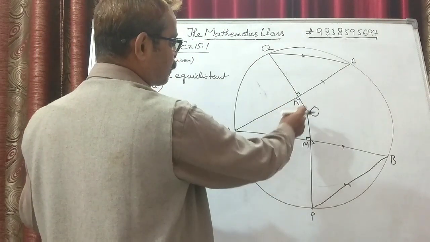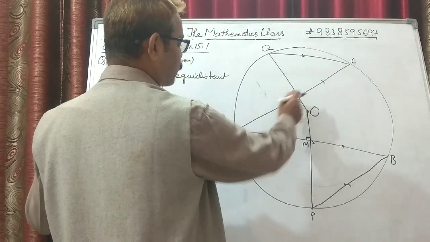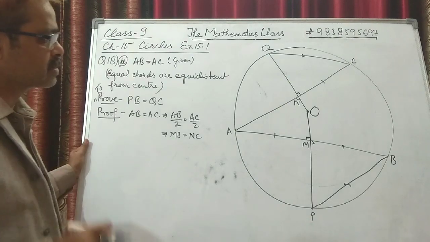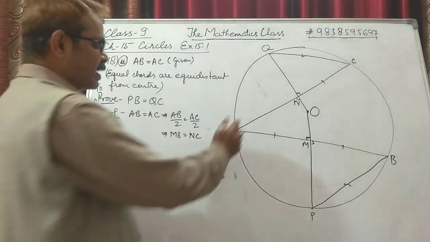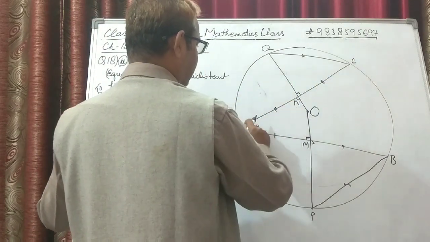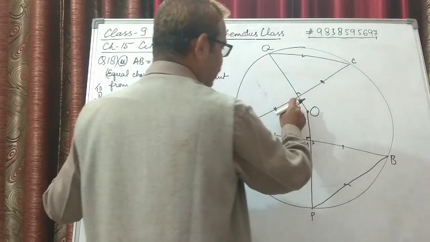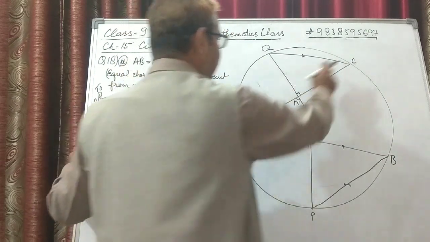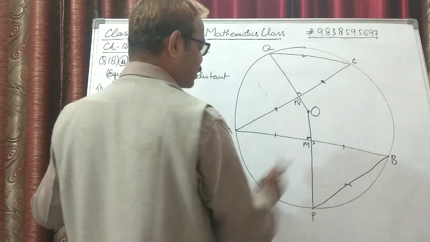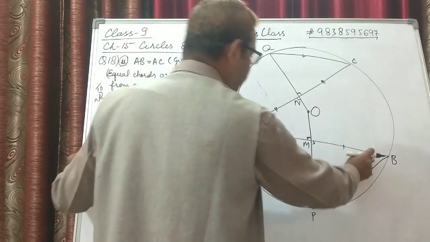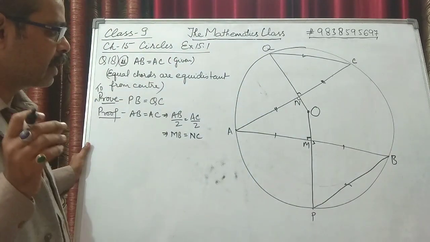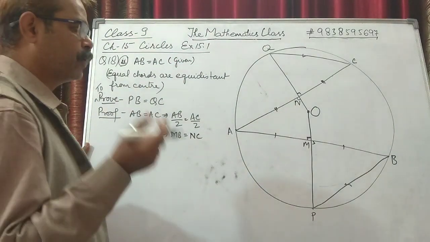N is the midpoint, because ON is perpendicular to AC, and if ON is perpendicular to AC, it means it divides AC into two equal parts, or simply it bisects. So this part and this part are equal. AN is equal to NC because N is the midpoint of the chord AC. Why? Because ON is perpendicular on AC. Similarly, OM is perpendicular on AB. It means AM and MB are equal, or AB is bisected at point M.